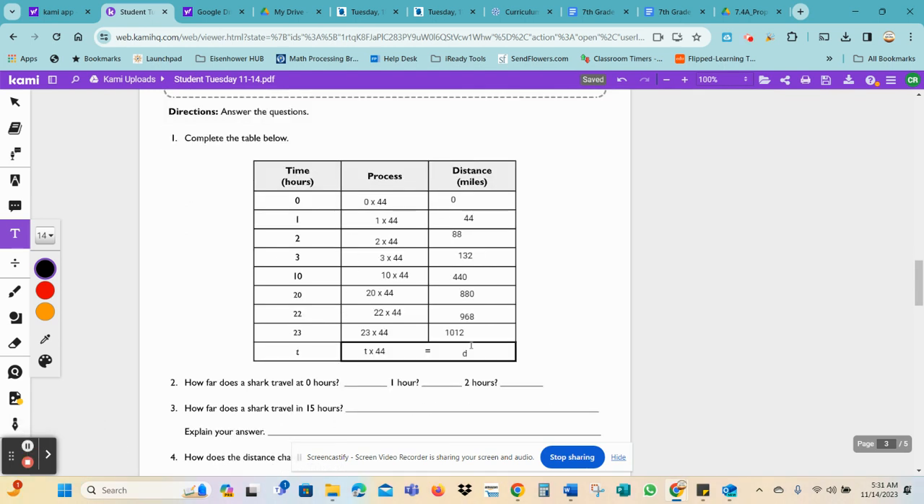Okay, so yours should look like this, not as zigzaggy as mine is, but here you have one hour, it traveled 44 miles per hour, so the distance was 44. 2 hours, he traveled 88. 3 hours, 132. 10 hours, 440. 20 hours, 880 miles. 22 hours, he traveled 968 miles. At 23 hours, he traveled 1,012 miles. And so, looking at time, T times 44 miles per hour will equal distance.